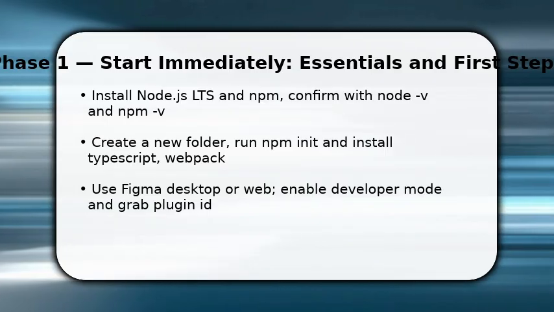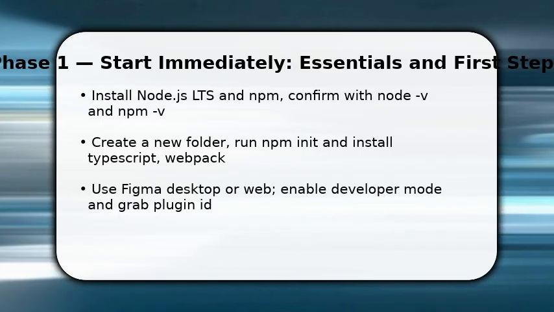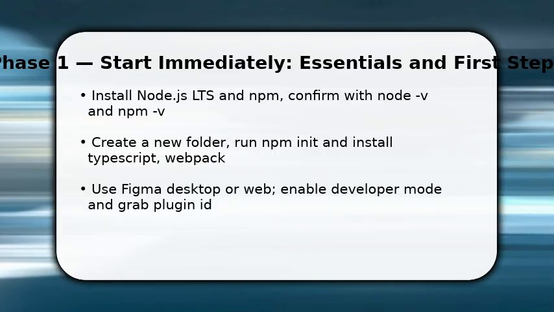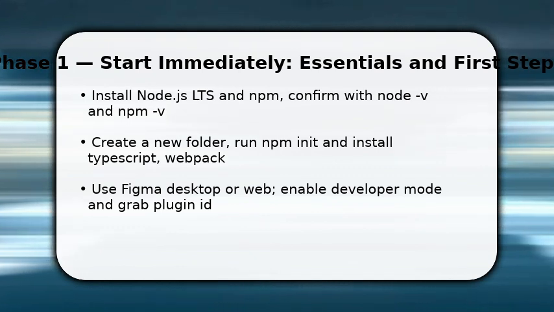You must link the manifest ID to your Figma account: open Figma, enable developer mode, and register the plugin ID. Then, create src/code.ts and ui.html immediately so you have both main and UI threads. This gets you past basic setup and into code fast, avoiding needless delays.